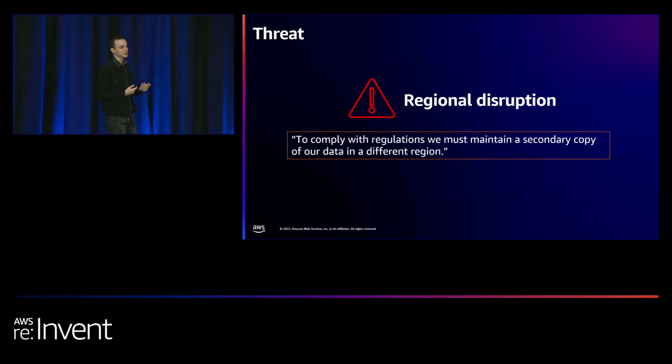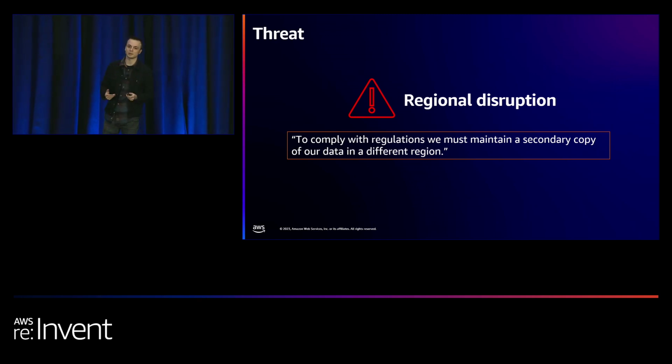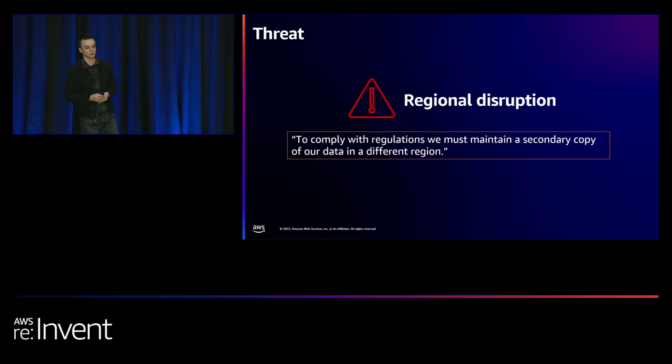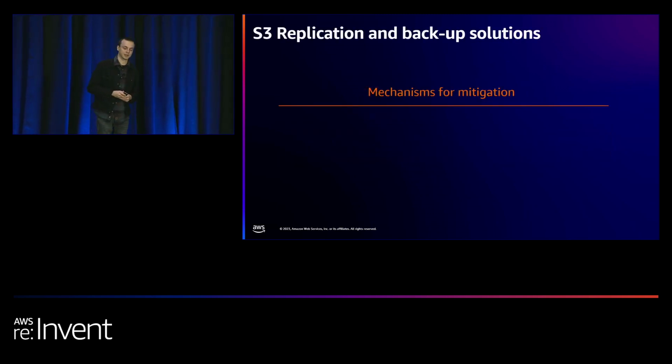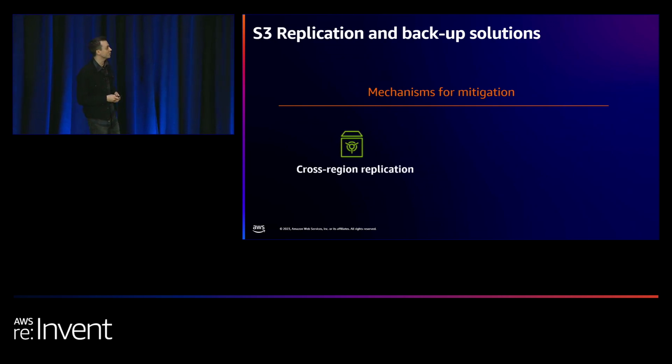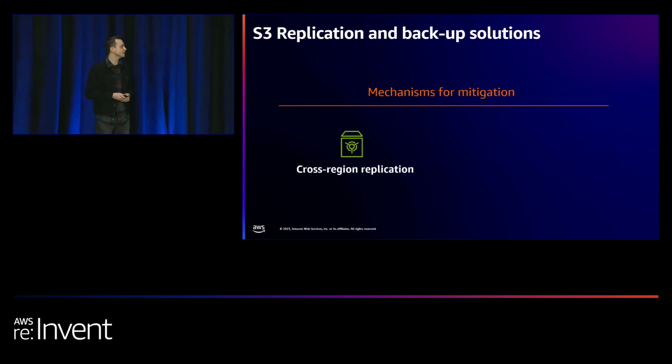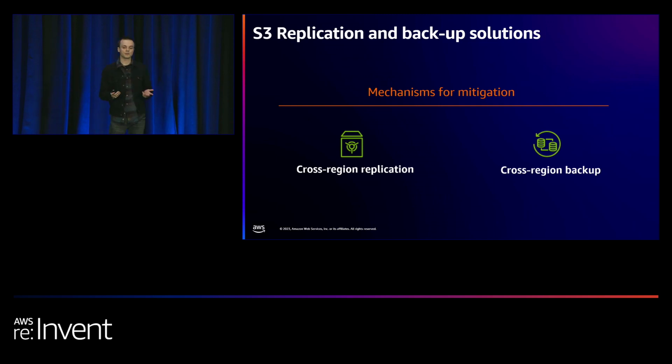OK, so speaking of compliance, some of you may be required to maintain a standalone copy of your data in a different geographic region, to hedge against the possibility of a widespread regional disruption. And there's two ways for you to mitigate this. The first is cross-region replication. The second is cross-region backup. Now, I've already spoken a bit about backup, so let's learn more about replication.